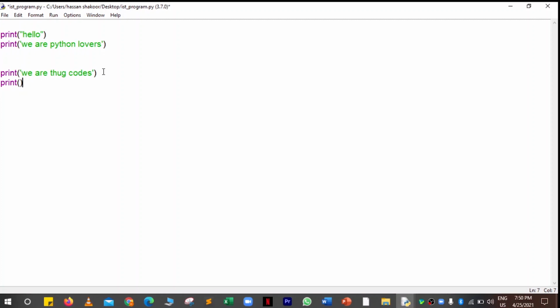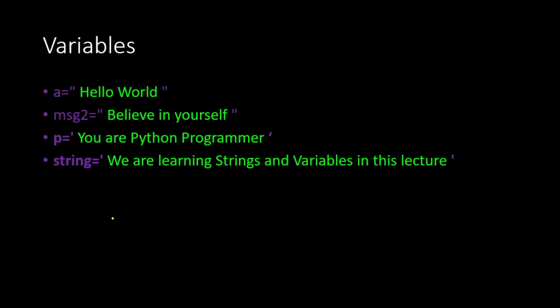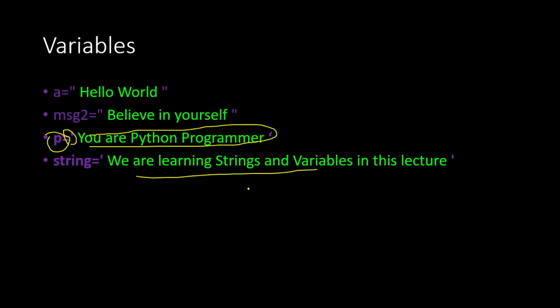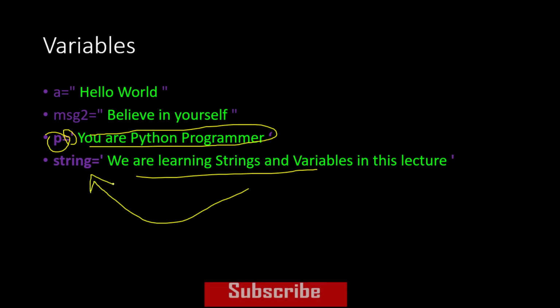So let's check the variable. What are variables? Variables are used to store values. The variable a is storing the string hello world. The message2 is storing the string believe in yourself. This equal sign means that this variable is going to store this string. Same here, this string is going to be stored in this variable. So when we print any of these variables, we get the value stored in it.